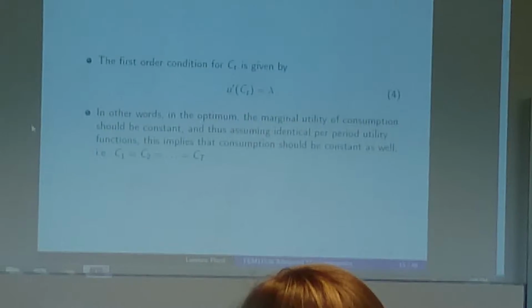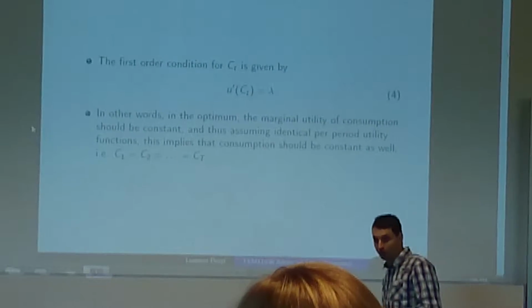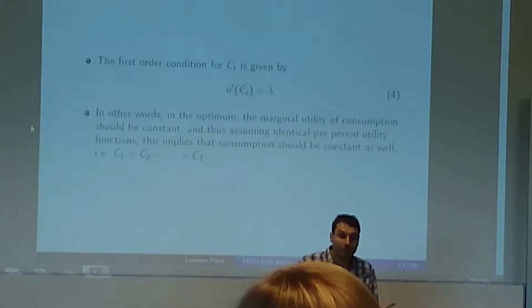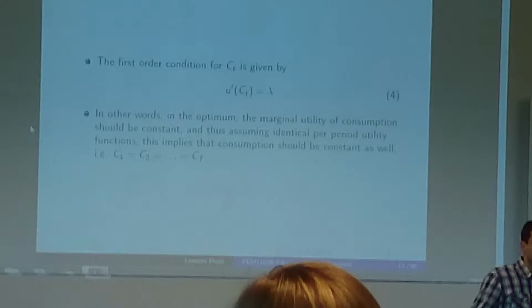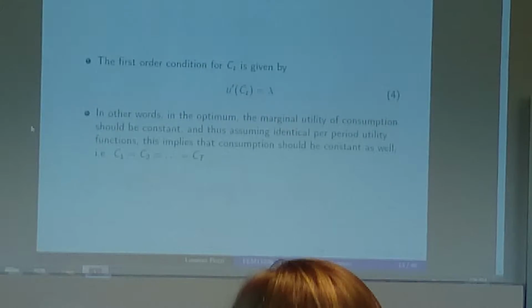Now, what do we call this? This is the consumption smoothing result, which says that it is optimal for the consumer to smooth consumption, to keep a consumption profile that is as equal over time as possible.